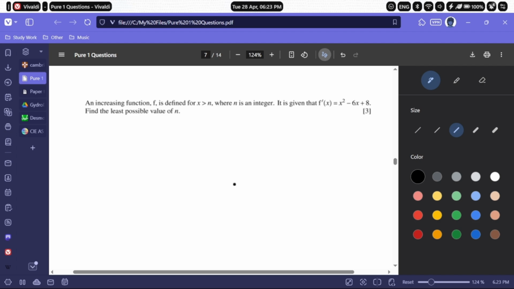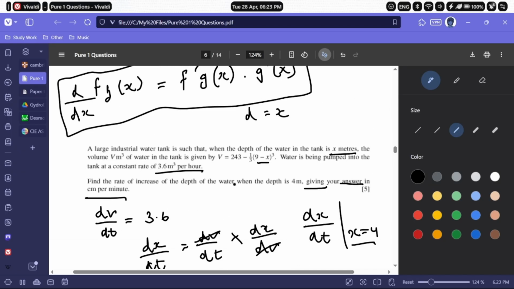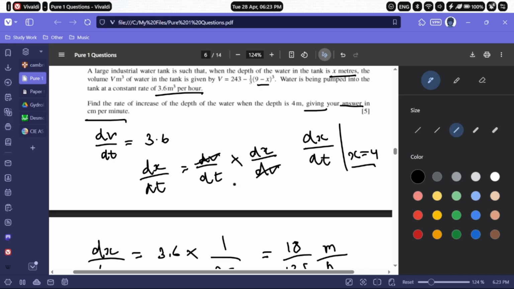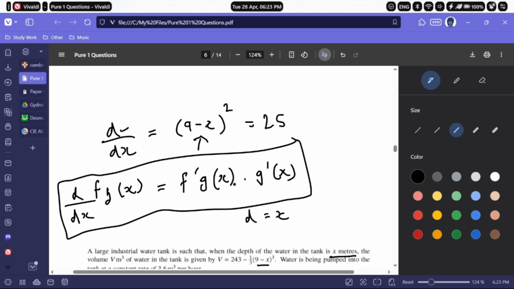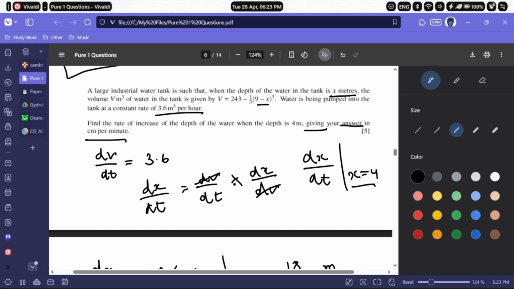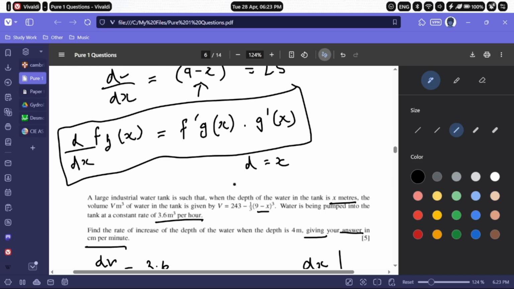Okay. So somebody was asking about decreasing and increasing functions. So I'll explain the concepts. Wait. If we differentiate 243 minus 1 over 3 times (9 minus x) the whole cube, we get dv by dx as this, right? You get (9 minus x) squared. That's correct. To which dx by dv, wait, so dx by dv is the negative reciprocal.